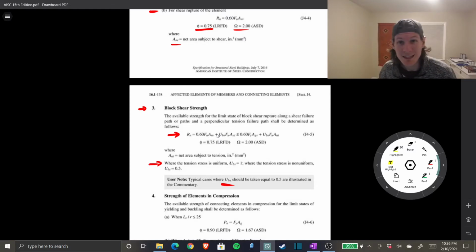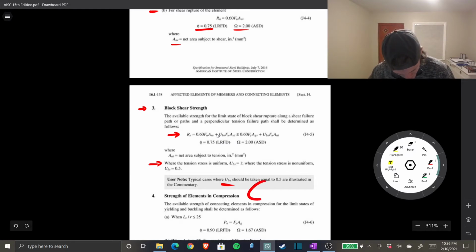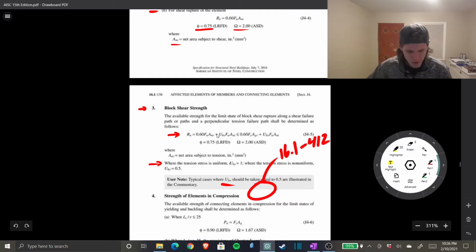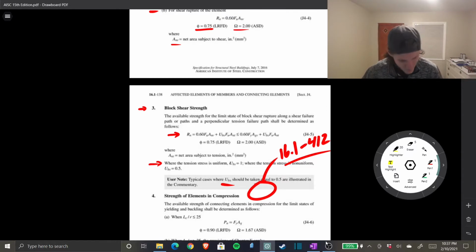In the 14th edition, the maroon one, this one that we're in right now is the 15th edition. I actually have it written out right here where that commentary page is. In the 14th edition it's 16.1-412, so you can go there. It's going to be very close in the 15th edition to that page. So I would suggest for the PE to jot that down, because that helps you flip over to it if you're not sure.